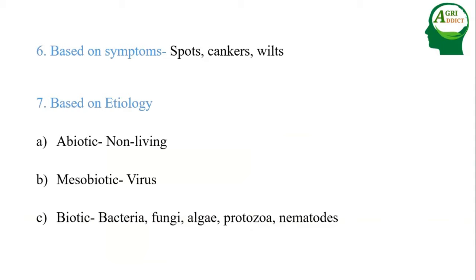Or based on the symptoms, like if you are observing the spots only, it is based on the spots. Or if you're seeing some rough, corky growth, it is canker. Whereas drying and drooping is a wilt. Like that, based on the symptoms also you can classify. Or I told you that pathology is the study of etiology, where we study the pathogens. So based on that also you can classify.